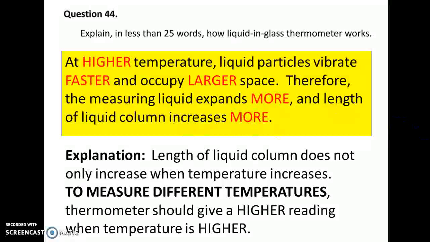Many people just say, when there is a higher temperature, then the liquid expands, and then finally the liquid column increases in length. But this is not enough. In order to measure different temperatures, the thermometer should give different readings. In particular, when the temperature is higher, then the temperature reading should be higher.